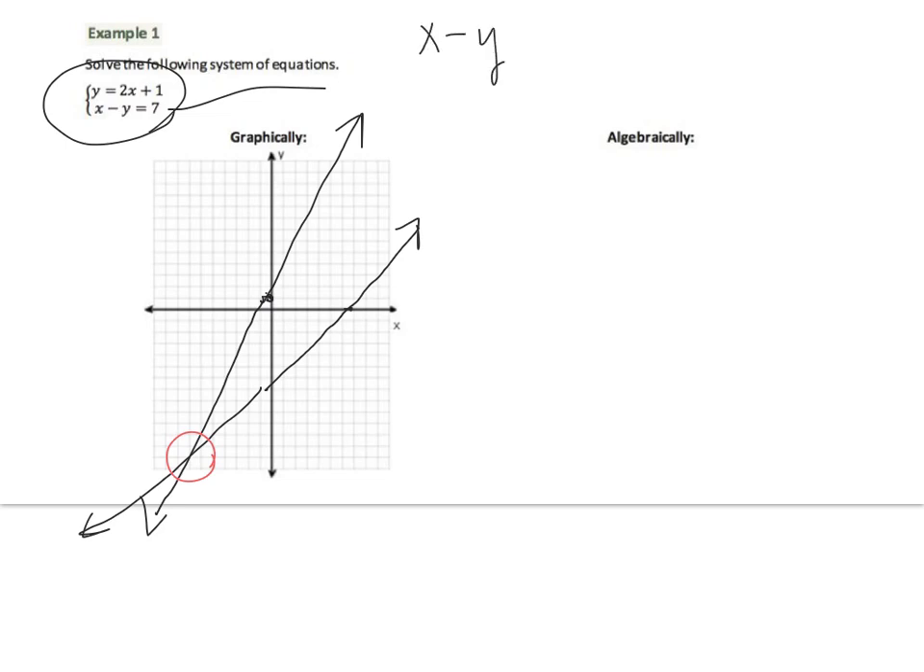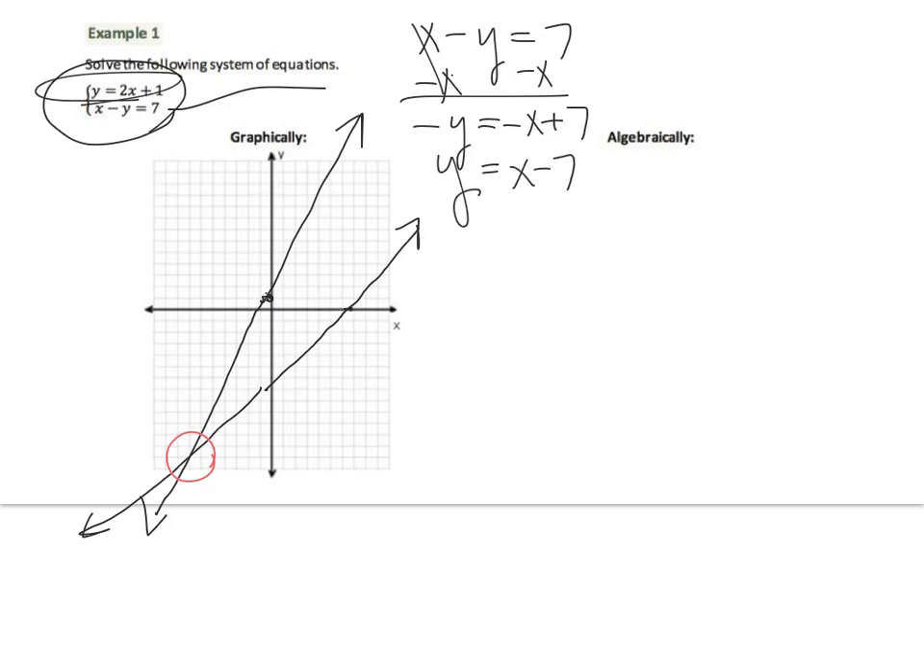x minus y equals 7. I'm going to solve for y, so subtract x from both sides. I have negative y equals negative x plus 7. Multiply everything by negative 1, or divide everything by negative 1. There we go. So I've got two equations.